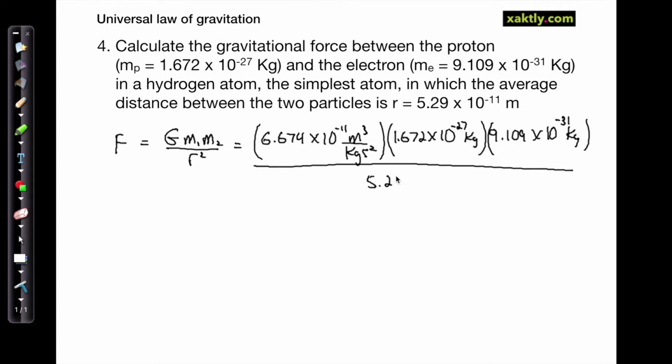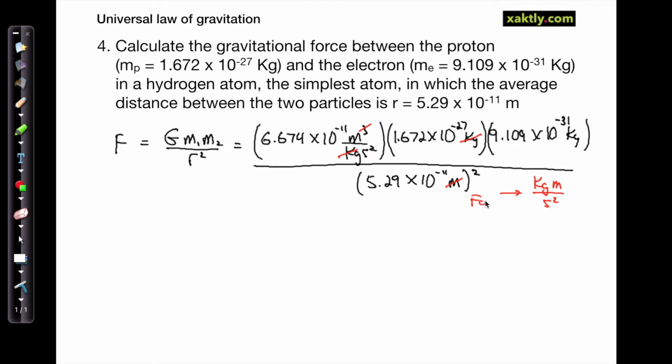The distance on average between a proton and the electron in a hydrogen atom is 5.29 times 10 to the minus 11th meters, and that gets squared. So we'll do our normal cancellation of our units, and we should end up with kilogram meters per second squared, which is a unit of force. That's the Newton.